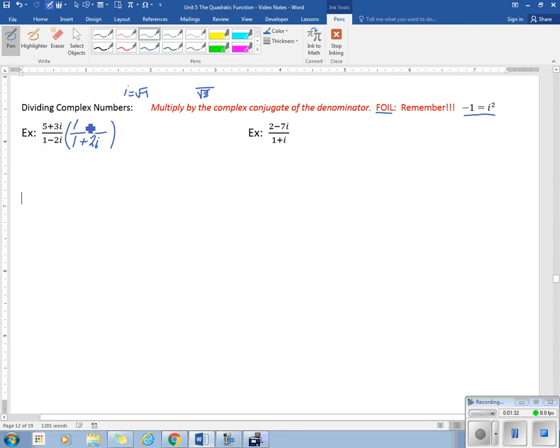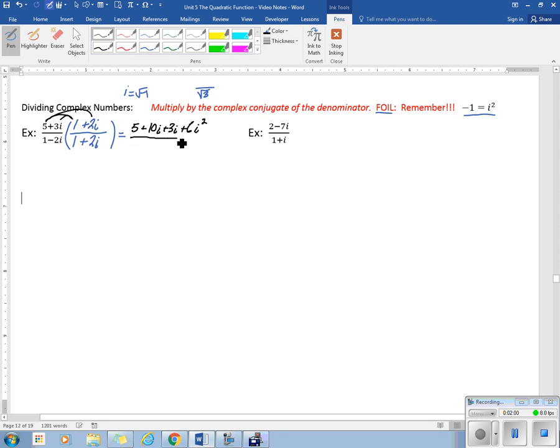Now, we can't just do it to the bottom. We have to also do it to the top. Okay, so here we go. If we want to simplify this, remember, we have to FOIL the top out, right? So we're going to go ahead and FOIL the top. We take 5 times 1, we get 5. And then we take the 5 times the 2i, we get plus 10i. And then we'll take the 3i times the 1, and we get plus 3i. And then we take the 3i times the 2i, and we get plus 6i squared.